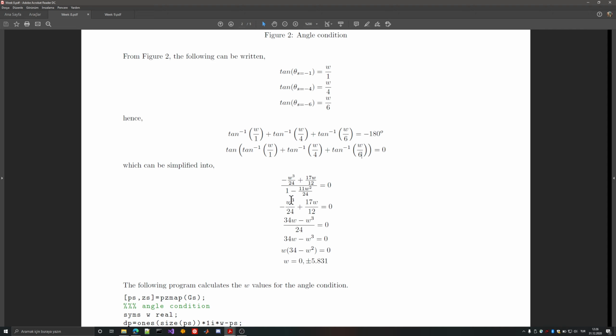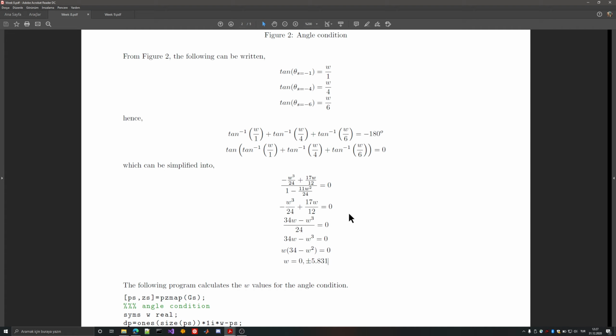And if you try to solve this, it is sufficient to look for the zeros here, or this should be equal to 0. This should not be equal to 0, basically, but we are only concerned with the numerator here. And if we work this out, we will see that basically we have omega 0 and we have 5.831.